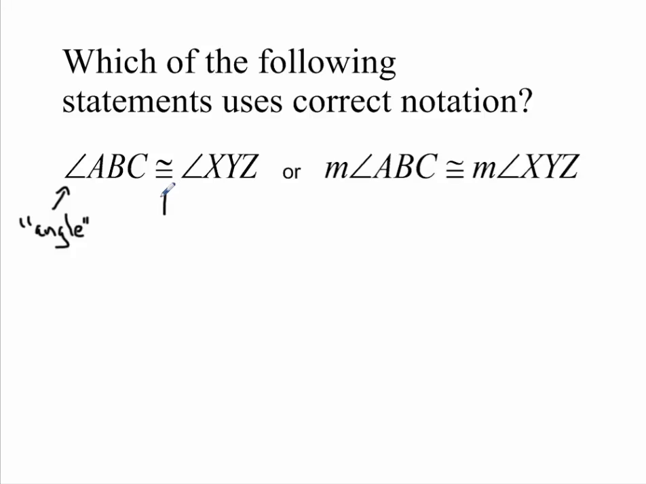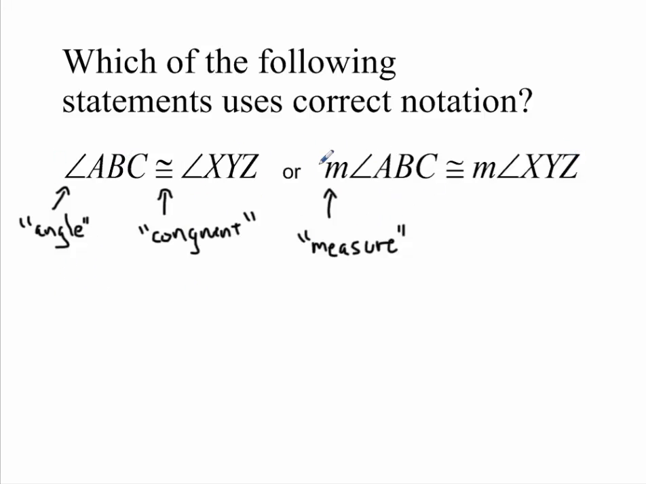This symbol here would be congruent. So this is angle ABC is congruent to angle XYZ. Or over here, the new addition we have is M, and that you read it as measure. So the measure of the angle ABC is congruent to the measure of angle XYZ. So what is the difference between these two?